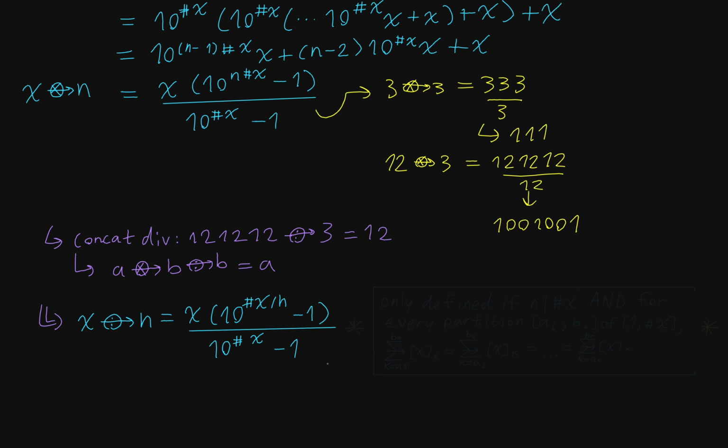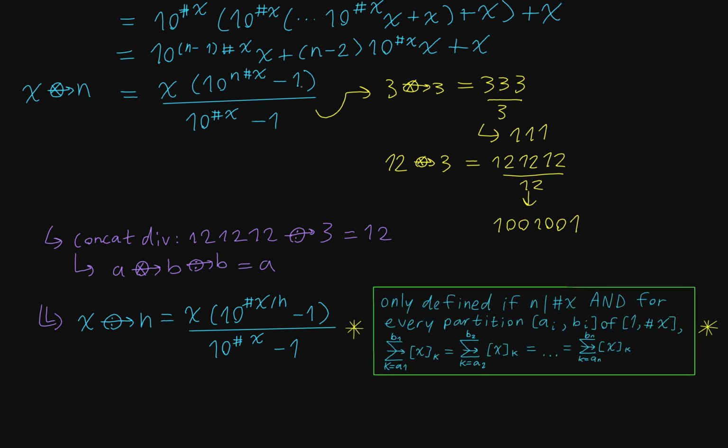So you basically have this pattern. It's a multiplied relation. If you want to do concat multiplication, you've got to multiply n and the digit count of x. If you want to do concat division, you're going to have to divide the digit count of x by n. So there's that sort of pattern.